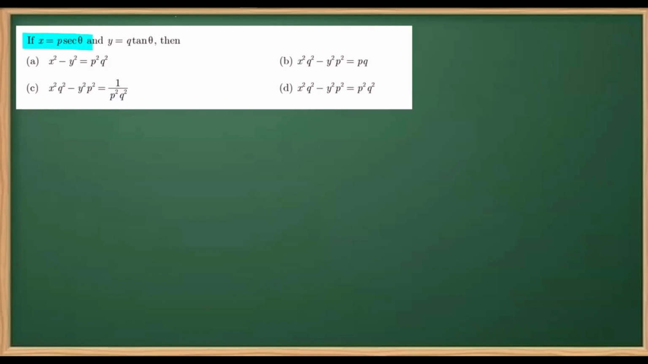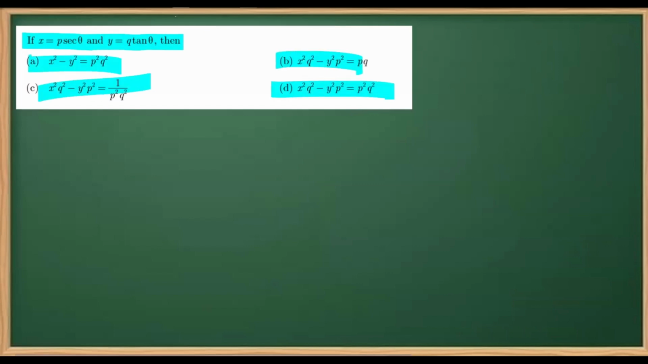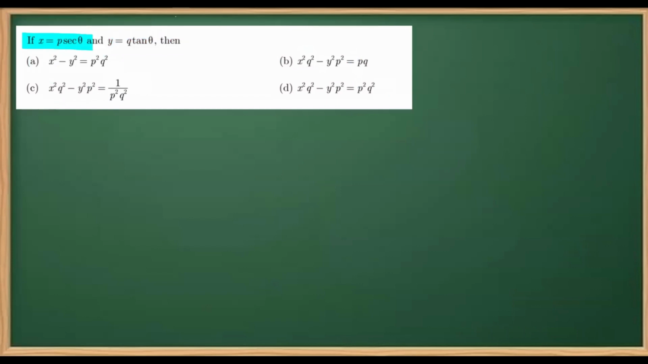In this part, that is the third part, we are given x is equal to p secant theta and y is equal to q tan theta, and we have to check, as an MCQ, which of them are the correct relation. So what we know is that we have a relation between secant and tan theta, right? Secant square theta minus tan square theta is equal to 1. So I'm going to apply this.